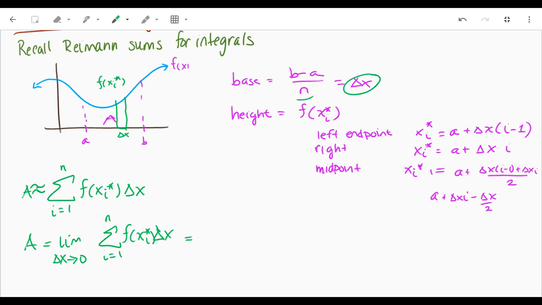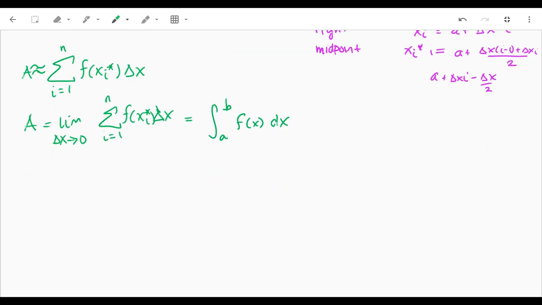And then we said, well, ta-da, that's an integral. The integral from a to b of f of x dx. Okay. So hopefully you remember that. Nice little flashback to Calc 1. And of course, we're going to add just a little something to it to make it apply to Calc 3.